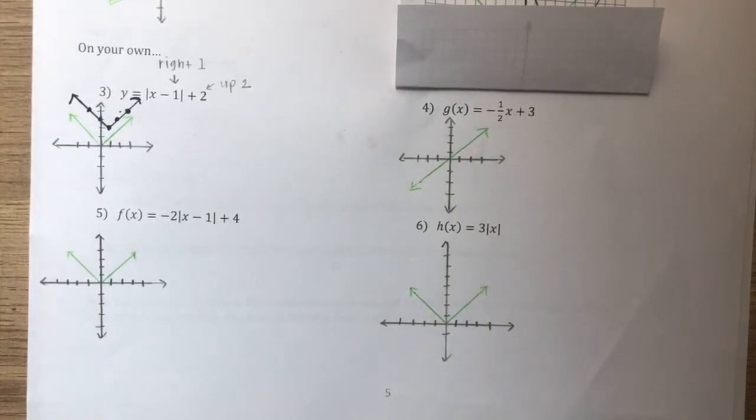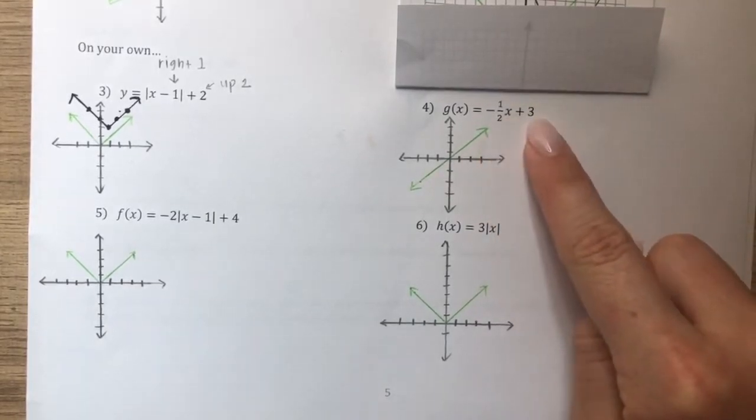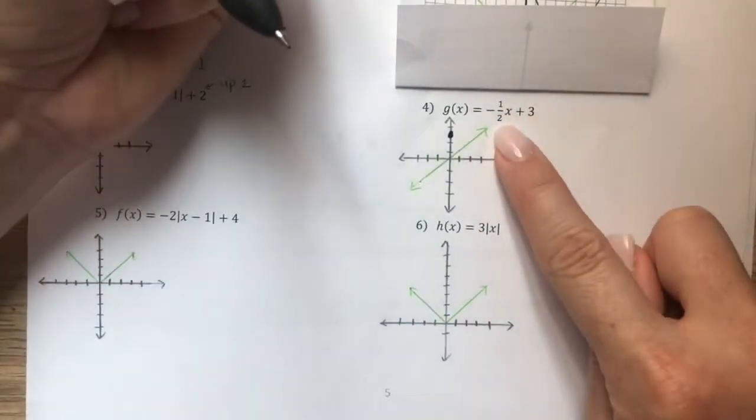And then for number 4, g of x equals -1/2 x plus 3. That is just linear, so that's probably how you're going to want to graph it, but we will talk about the transformations after. So my slope is -1/2 and my y-intercept is 3. So I'm going to plot a point at 0, 3. And then my slope is -1/2.